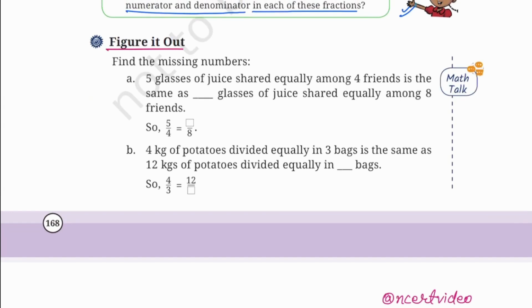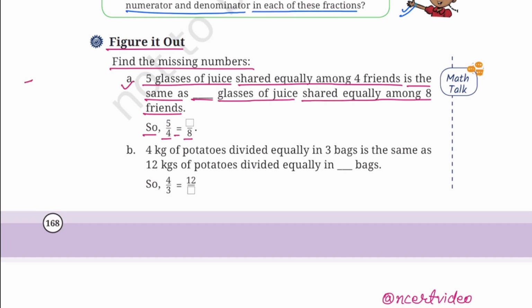Figure it out. Find the missing numbers. A. 5 glasses of juice shared equally among 4 friends is the same as dash glasses of juice shared equally among 8 friends. So 5 upon 4 is equal to dash upon 8. You can see the denominator has doubled. So you have to double the numerator too.